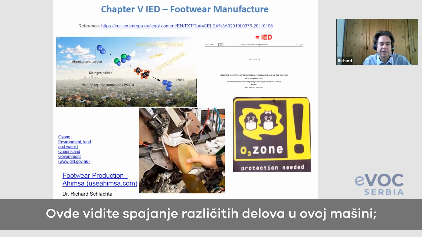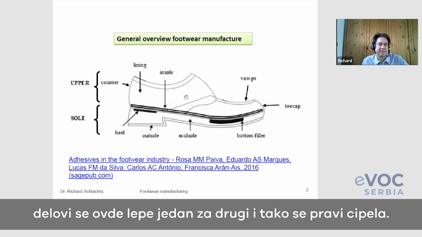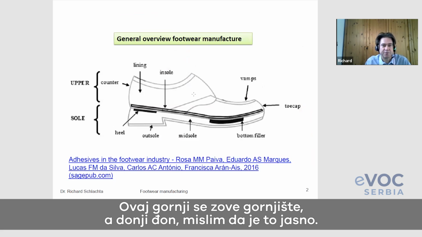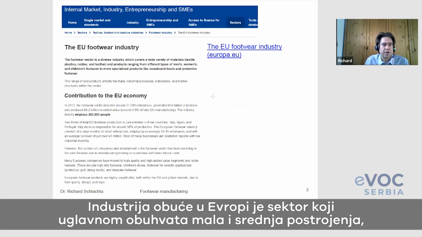So, for example, here you see something. Here's where parts are fixed together, and by that machine, the parts are glued together. And that's the way the shoe is manufactured. So you see, such a shoe consists of many parts, depending on the different type of shoe. Here, that is called the upper, and the other is the sole. I think that's clear.